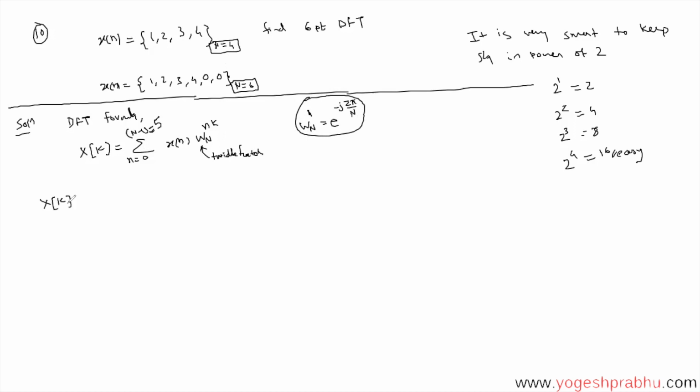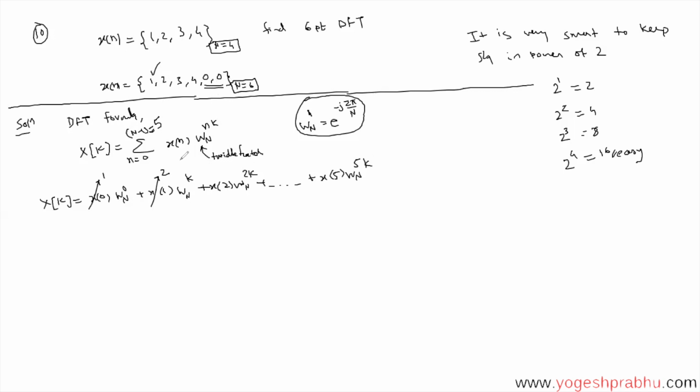So let's put the values in X of k. Let's put n equal to 0 first. So you get x of 0 and W_N to the 0. Then x of 1, W_N to the 1k, n is 1. You get that? Yeah. x of 2, W_N raised to 2k. And the last one will be x of 5, W_N to the 5k. Okay. Then do you know x of 0 is just 1? Yeah. x of 2 is 3. x of 1 is 2. And the last two are 0 anyways.